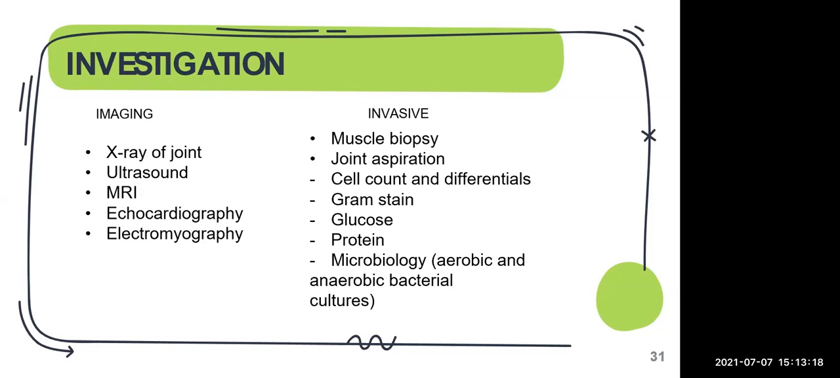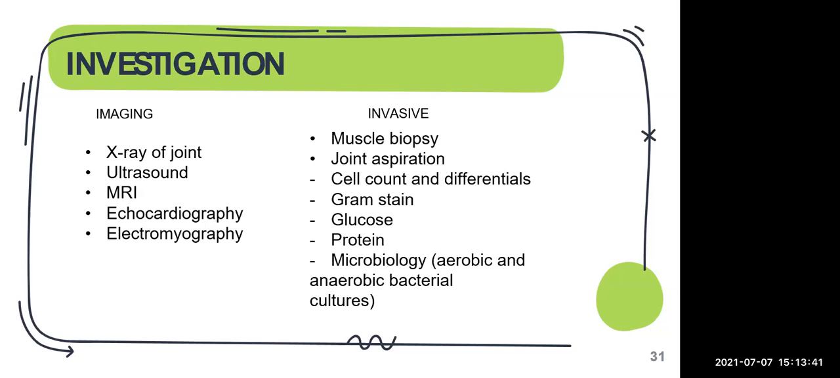Okay, so for invasive, we can do muscle biopsy. Muscle biopsy is actually diagnostic for juvenile dermatomyositis, and we can do joint aspiration and send for cell count and differential, gram stain, check for the glucose, protein, as well as microbiology. This is to check for any septic arthritis and so on.